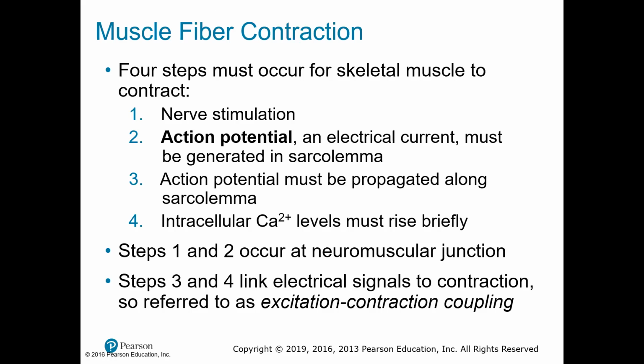The nerve stimulation, the nerve impulse coming from the brain, is also an action potential. That's really what it's called, an action potential. And the action potential goes all the way to the end of the motor nerve. And then it releases its neurotransmitter, which allows a new action potential to start in the muscle cell. So we have to take the action potential from the nerve and use that to create a new action potential in the muscle cell.